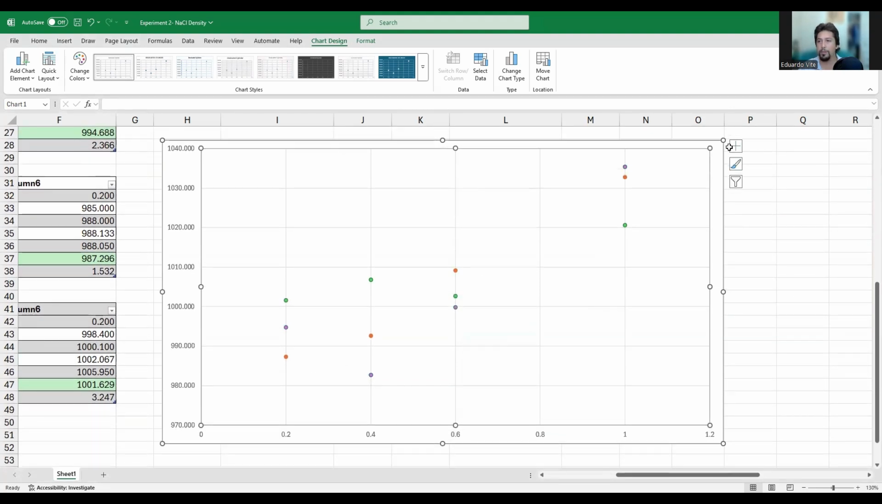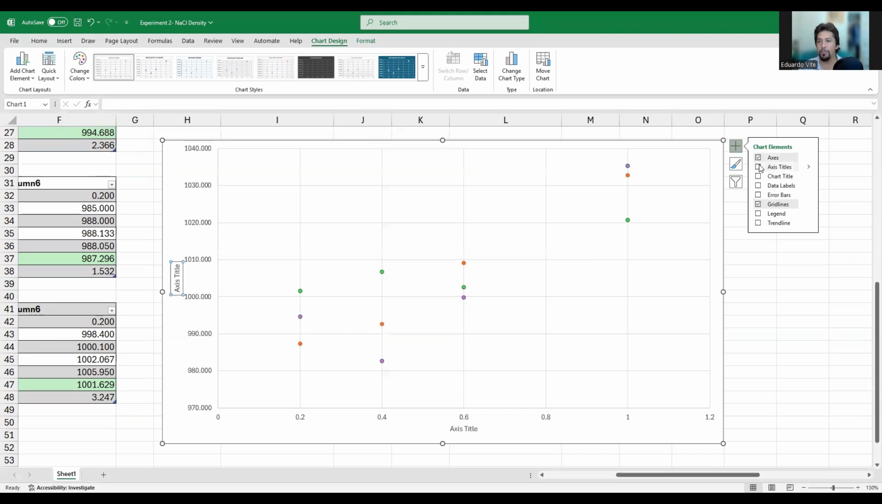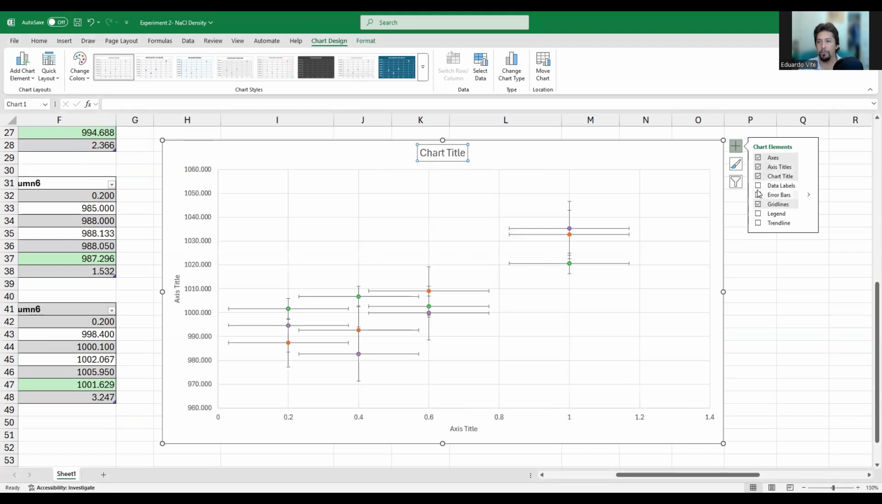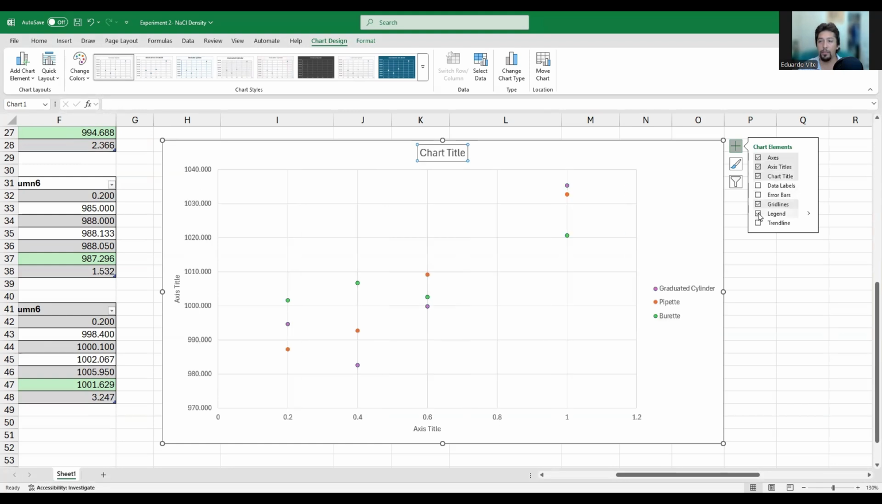So just like last time, you're gonna go to chart elements. You're going to put your axis titles. You're gonna put your chart title. Don't worry about your data labels. Definitely include a legend, and we are gonna be including trend lines. So we're gonna be including trend lines for all 3 of these. This is not one combined trend line. This time we are doing individual trend lines for each data series.